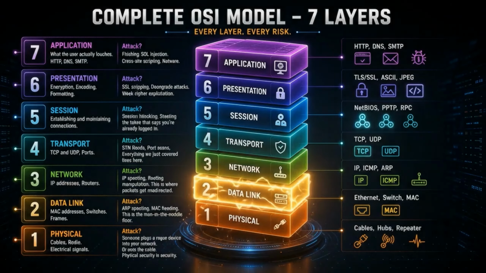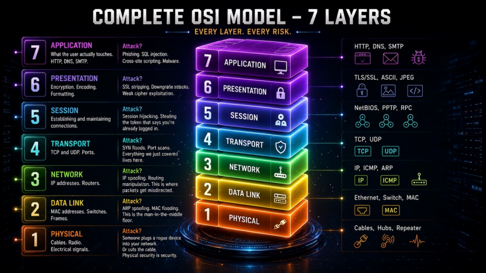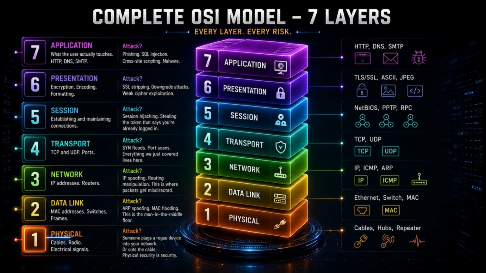So let's climb the OSI model one layer at a time and see the attacks waiting on every floor. Layer 1, Physical. This is the layer of cables, radio signals, and the hardware that connects everything together. The attack type: an attacker plugs a rogue device into your network or simply cuts a network cable. Because sometimes physical security is cybersecurity.